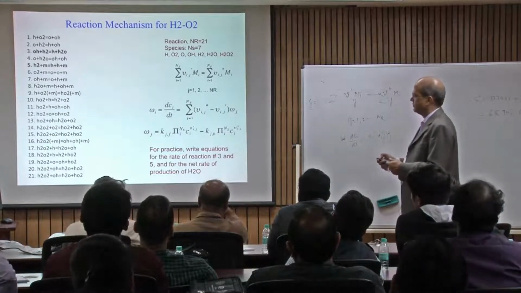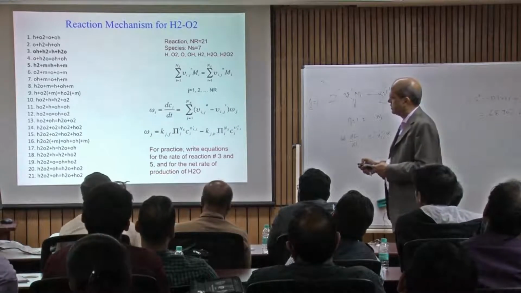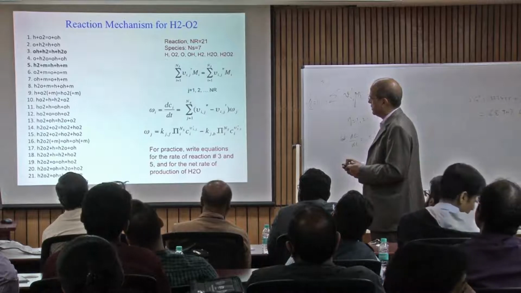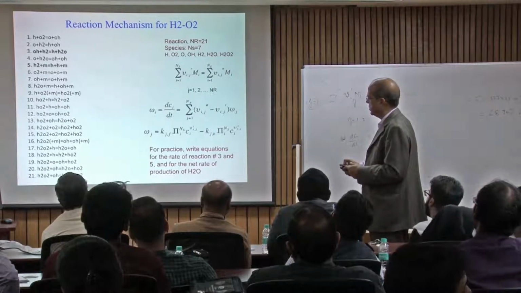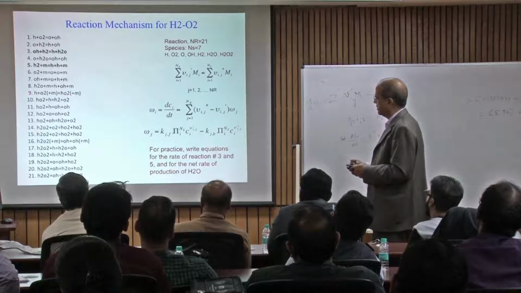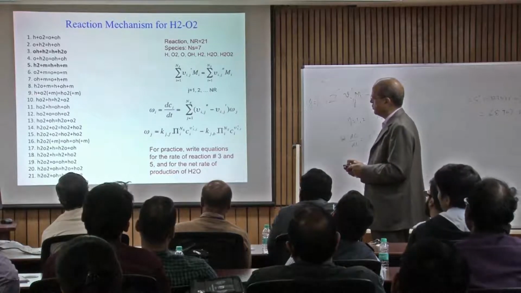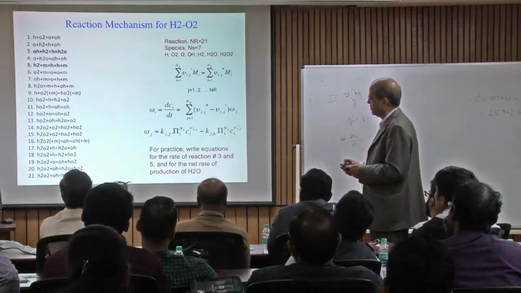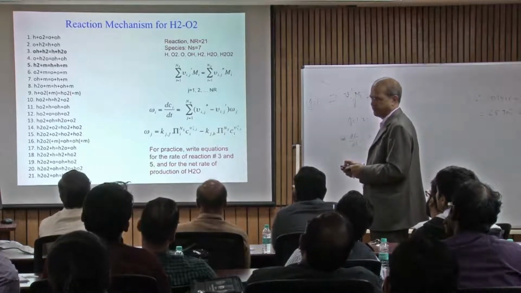What is the plus M in brackets? I don't know whether it has any special meaning. You can write it without the bracket. So basically it is HO2 and then the third body is involved, which is M, producing HO2 plus M.